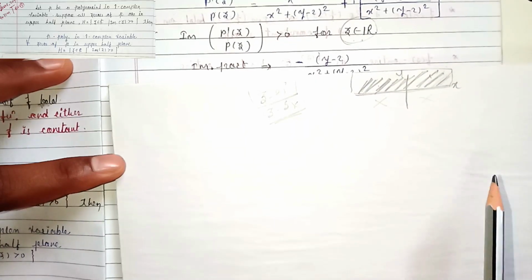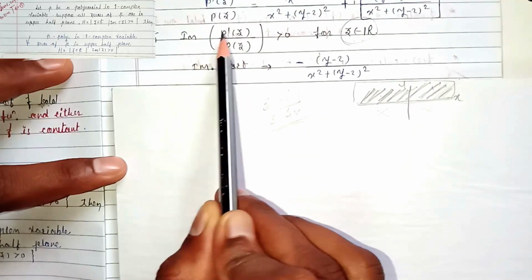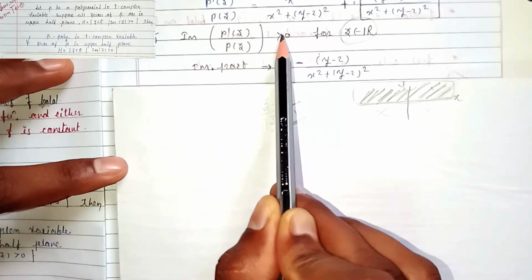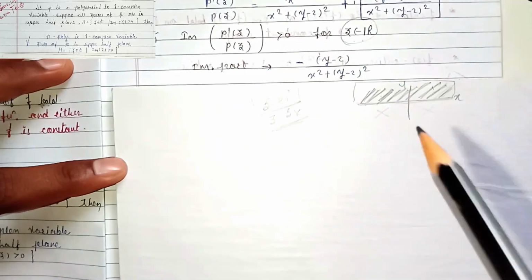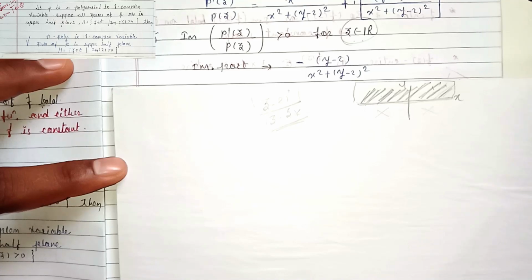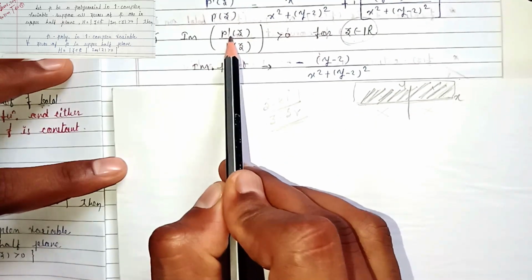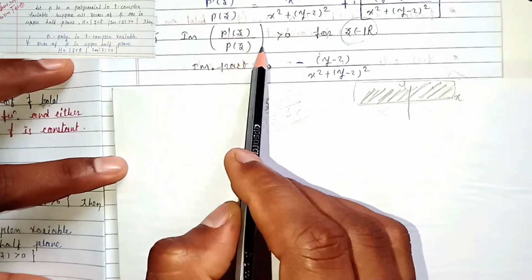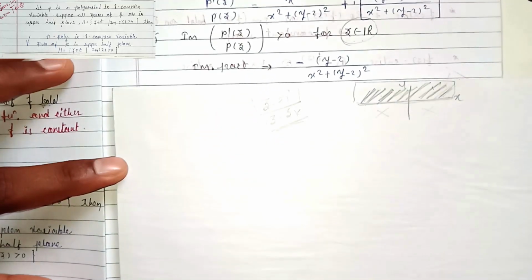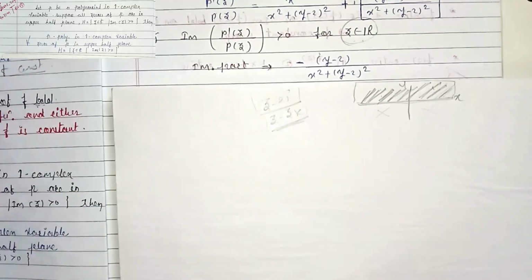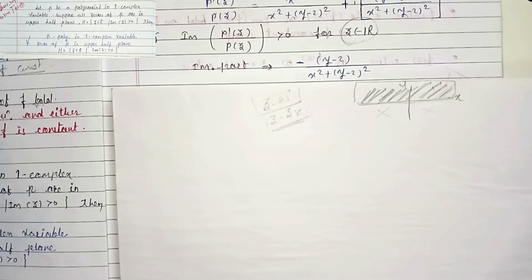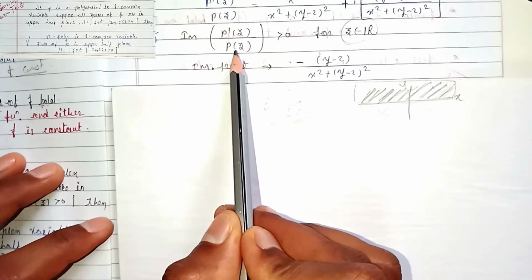So in our first option, option A, it says the imaginary part of p dash of z upon p of z is bigger than 0 for all z belonging to the real numbers. Okay, so for that, find p dash of z, then find p of z. Earlier we found p dash of z as 1 and p of z we took as z minus 2i. Okay, now find first of all p dash of z upon p of z.